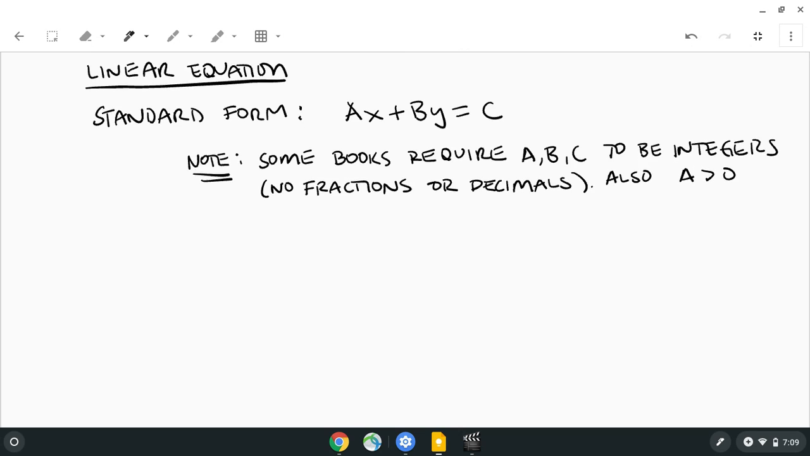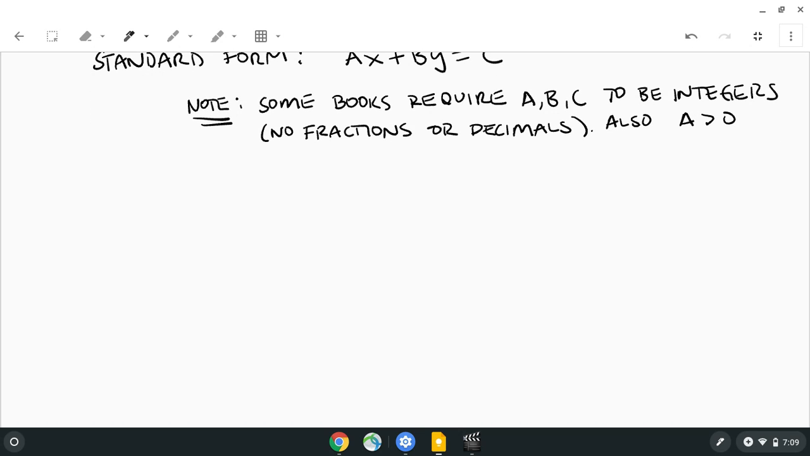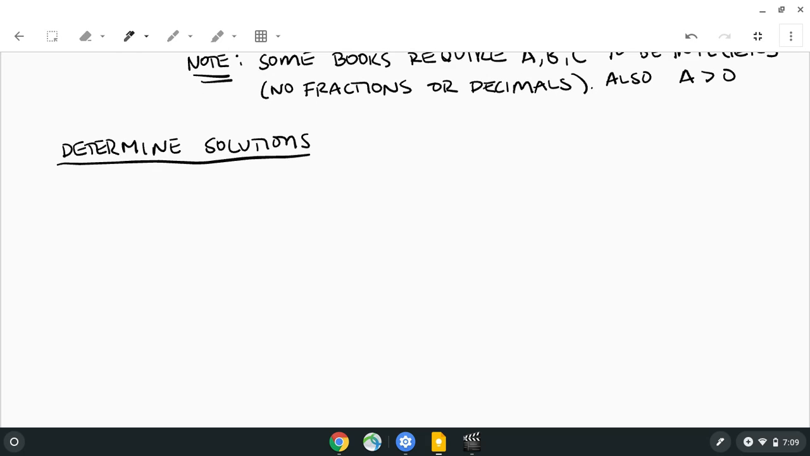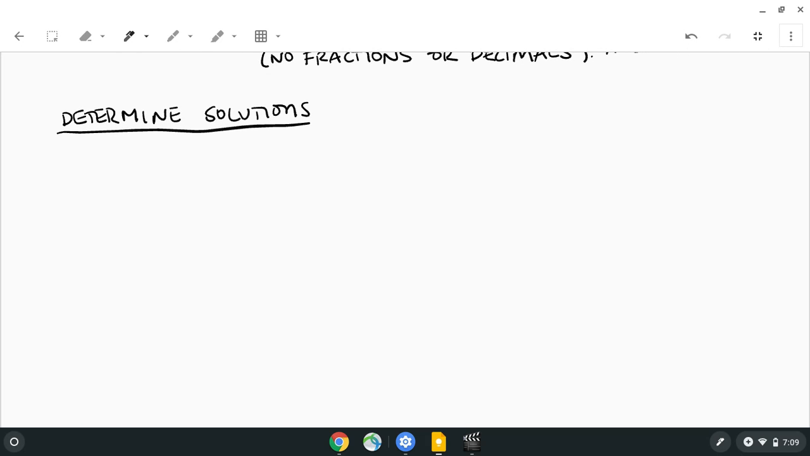All right, so let's determine solutions. We're going to look at this part because when we graph linear equations, everybody thinks, oh, you're graphing a line, and you are, but what you're really doing is graphing the solutions to the equation. They just happen to form a line.